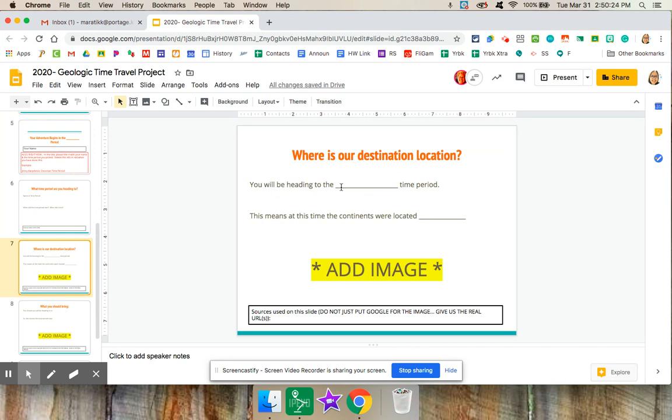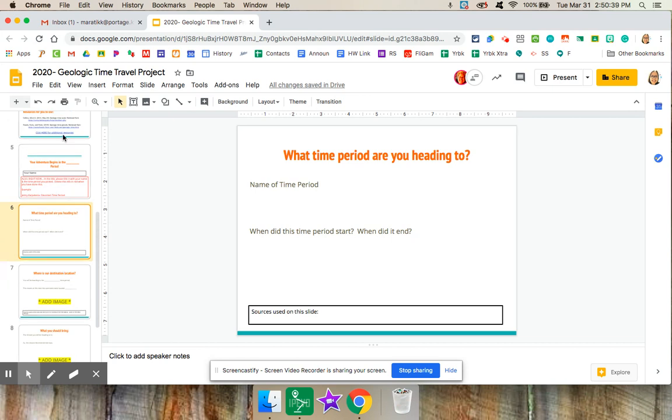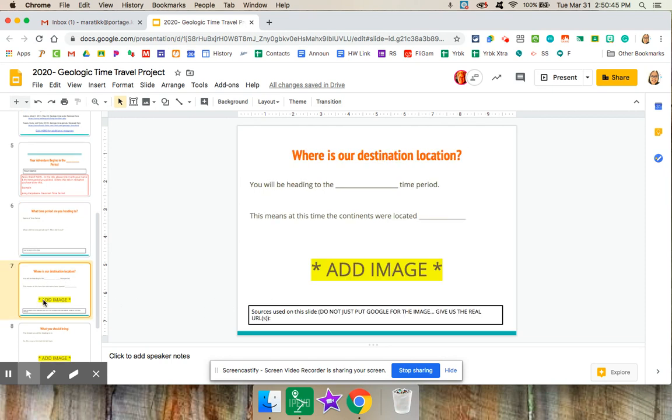Making it to our next one, you'll be heading to the blank time period, so still the same one that you've got, and it means at the time the continents were located where. Please find an image to add. Now, for any of these you use, even though you're using those two resources we gave you above, or if you find others, at the bottom you'll see it says sources used on this slide. Please make sure you add that.